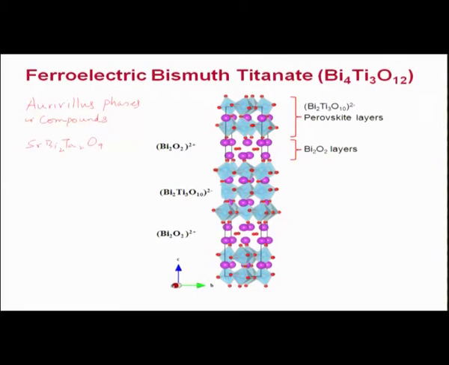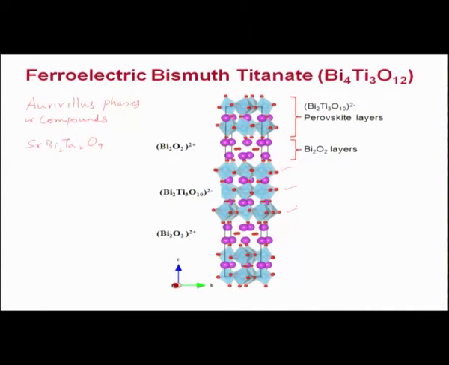So in these compounds, what happens is that you have perovskite layers which are sandwiched between the bismuth oxide layers. So in between you have Bi2O2 layers. You can see the purple bismuth and red oxygen atoms. Between the two successive Bi2O2 layers, you have 3 perovskite layers. So, first perovskite layer, second perovskite layer, third perovskite layer, in which titanium is octahedrally coordinated by oxygen.